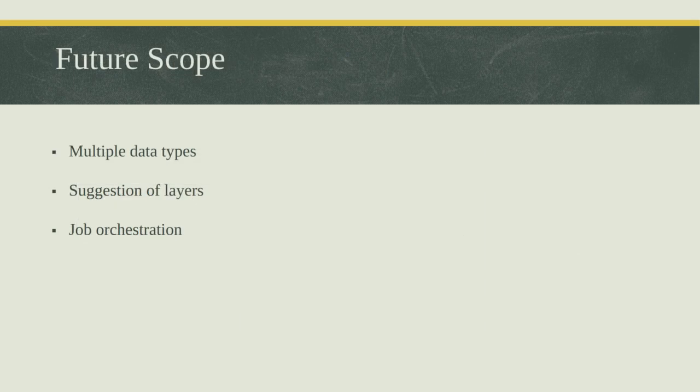We plan to add the following features to our platform. Multiple data type support. Right now only images are supported. Suggestion of layers. It means, given the current configuration of the DL model, what could be a next valid layer? And finally, job orchestration.